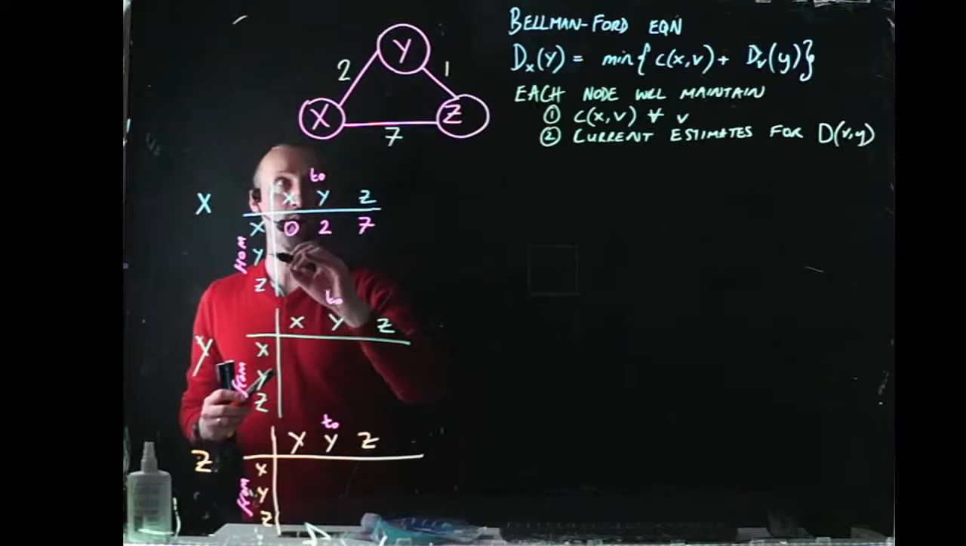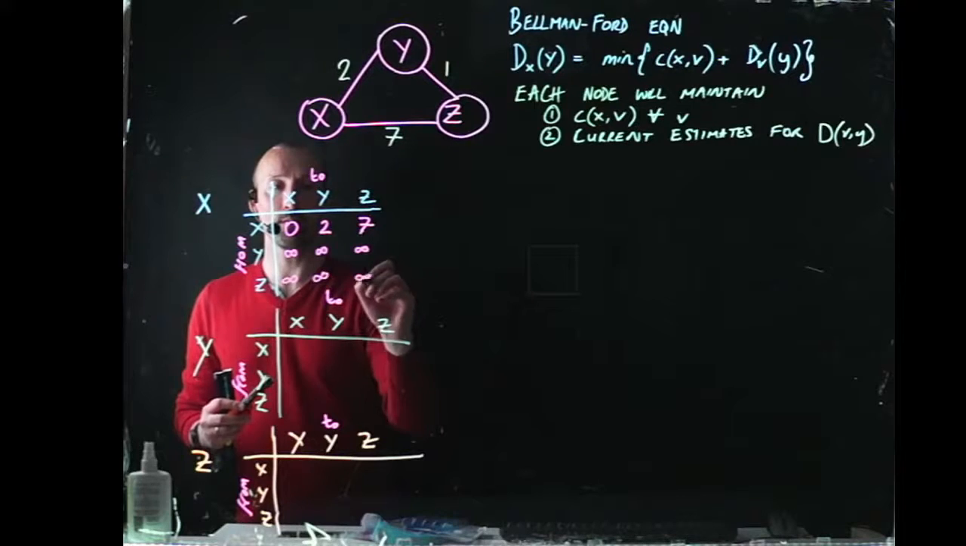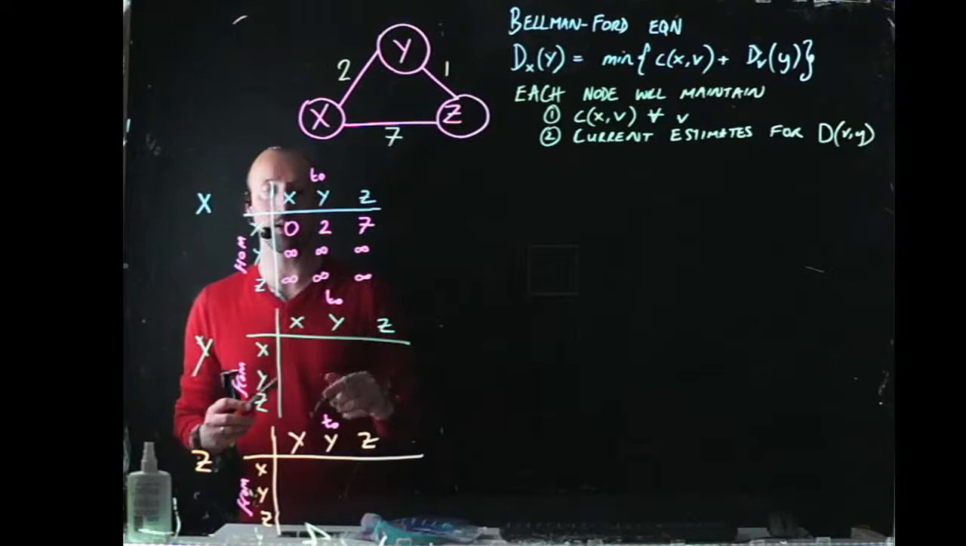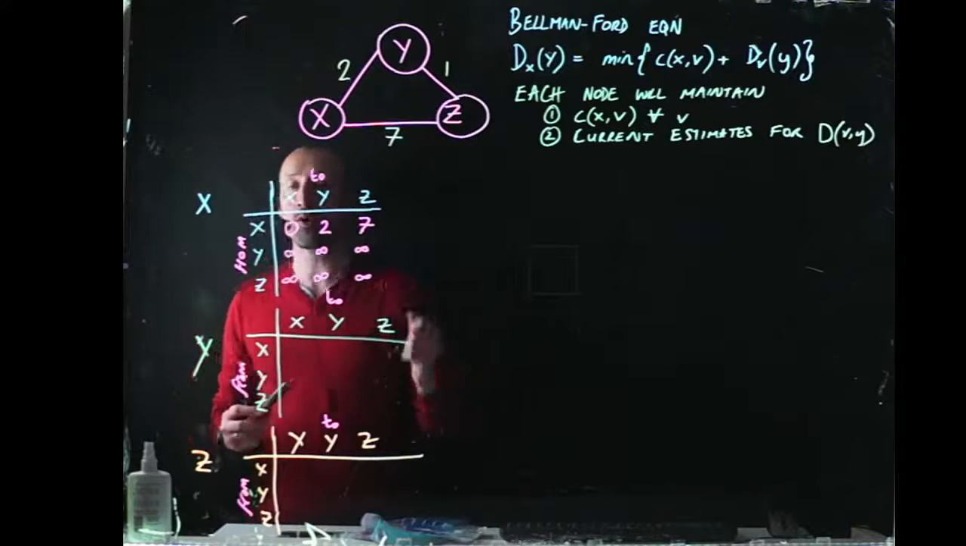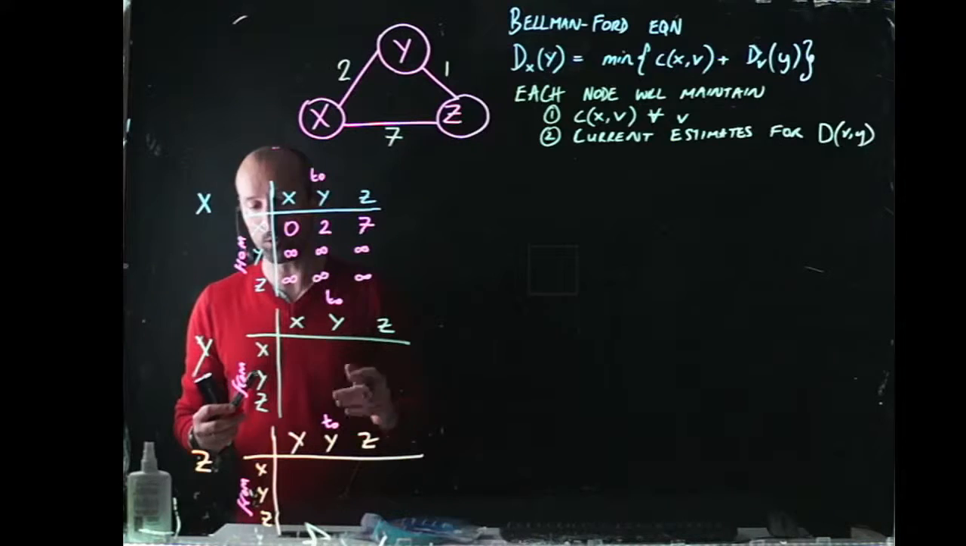So to get from y to x, we don't know anything about it. So we just have to put down infinities here. We just don't know anything about these costs. To get from y to x, y to y, y to z, that's y's perception of things. We don't know what that is yet. That will require an exchange of messages from one node to the next.